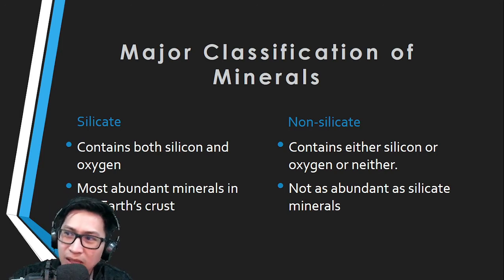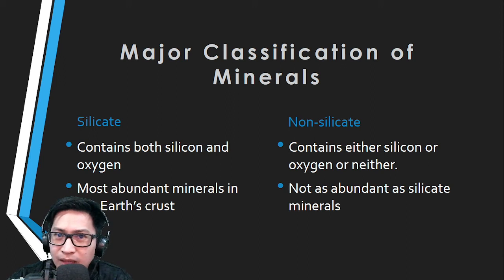Now, there are other minerals na hindi silicate. Yun po yung mga tinatawag nating non-silicate. Paano po natin malalaman na ito ay non-silicate? Madali lang po. Non-silicates contain either silicon or oxygen. Pwedeng present yung silicon, pero wala yung oxygen. Pwedeng present yung oxygen, pero wala yung silicon. Pwedeng wala yung pareho. If that's the case, we have a non-silicate mineral.